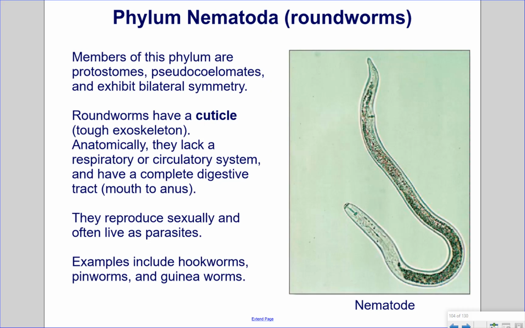Phylum Nematoda, the roundworms. Members of this phylum are protostomes, pseudocoelomates, and exhibit bilateral symmetry. Roundworms have a cuticle that's a tough skeleton. Anatomically, they lack a respiratory or circulatory system and have a complete digestive tract, from mouth to anus. They reproduce sexually and often live as parasites. Examples include hookworms, pinworms, and guinea worms.